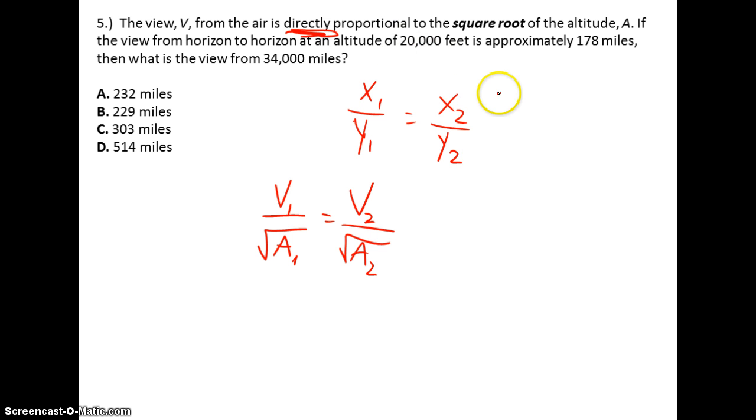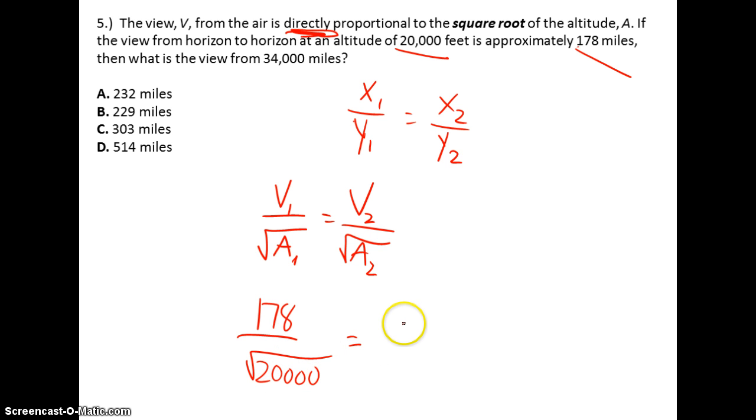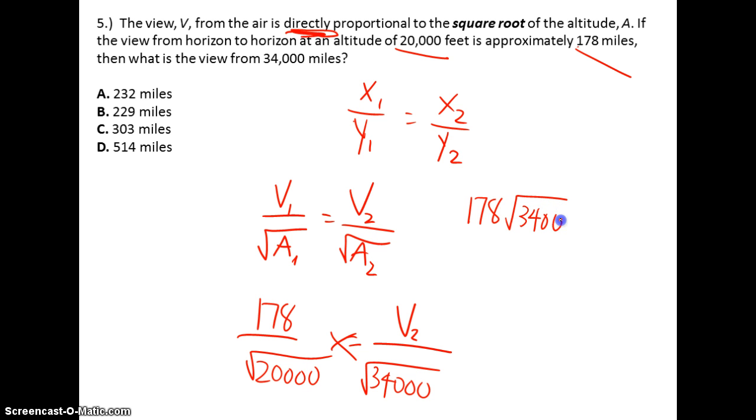Alright, so v1 it tells us is 178 miles. Alright, our altitude is 20,000 feet. So the square root of 20,000 equals, we want to find the view, so we'll call that our v2, over the square root of 34,000 for our altitude. Alright, so then we can cross multiply, so we end up with 178 times the square root of 34,000 equals V2 times the square root of 20,000. Alright, then we can simplify, and you should get 232.034, which is A.